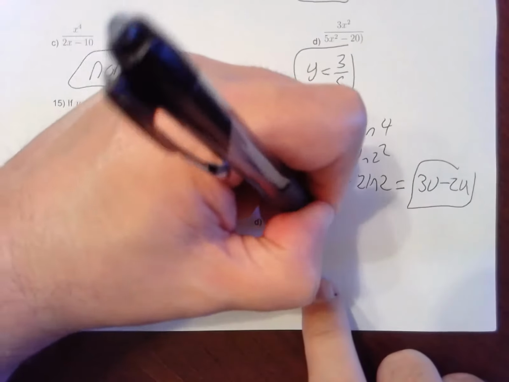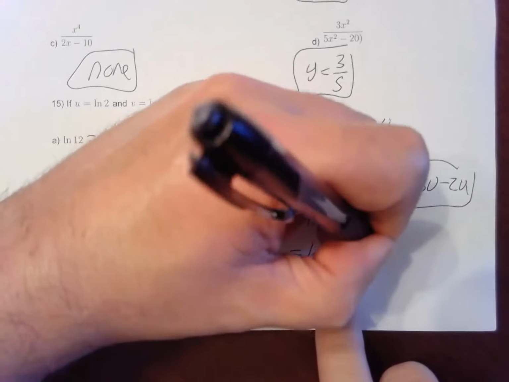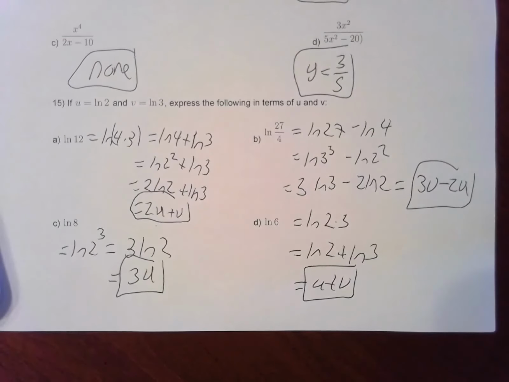And ln of 6, that's 2 times 3, which is ln of 2 plus ln of 3, which is u plus v. Okay, that is it. That's all of them. Finally.